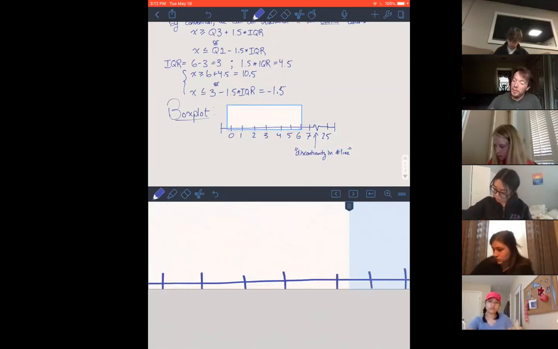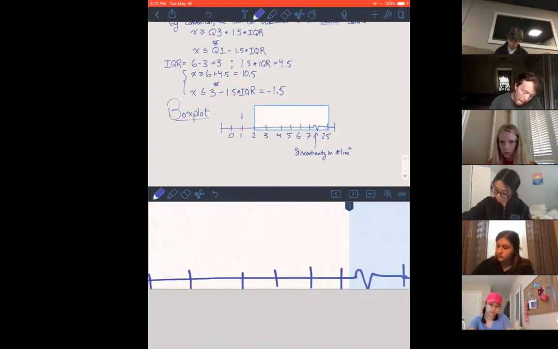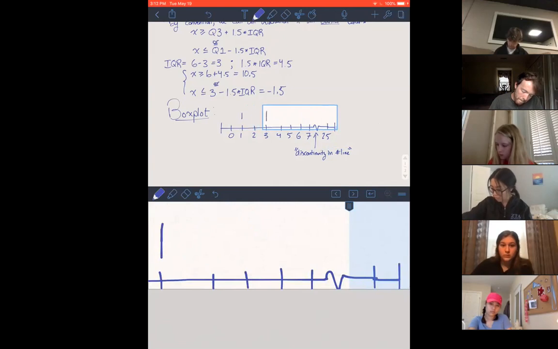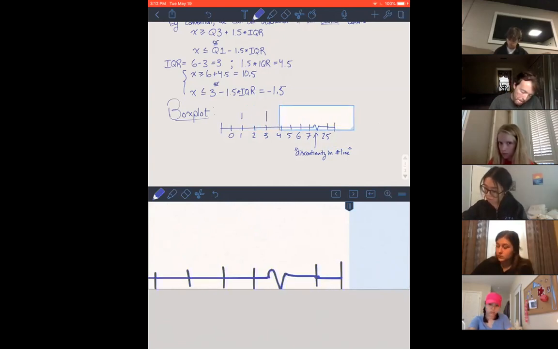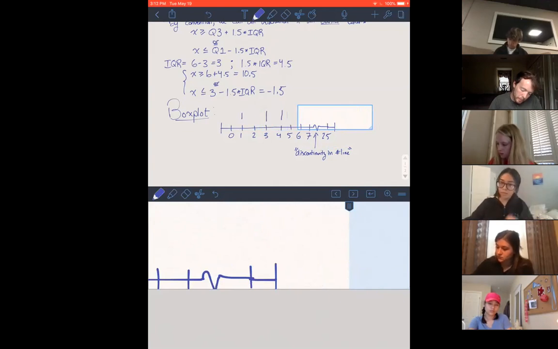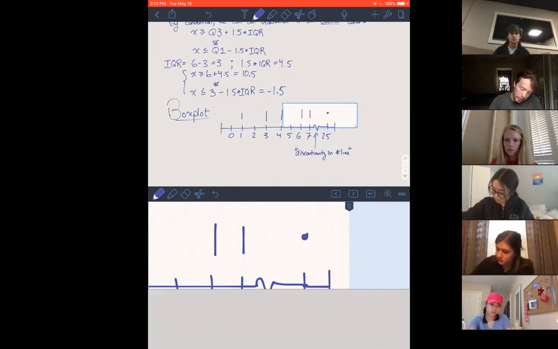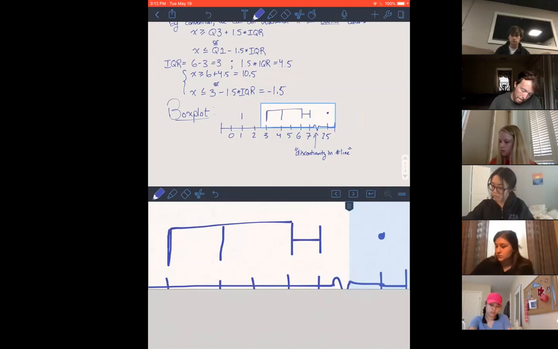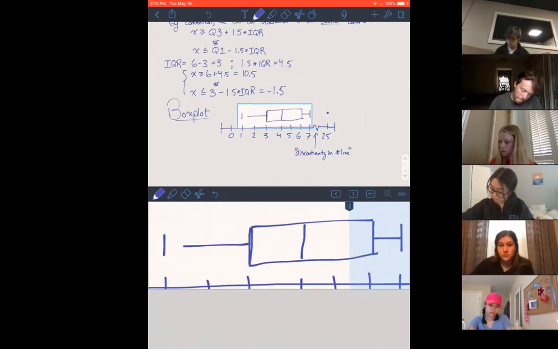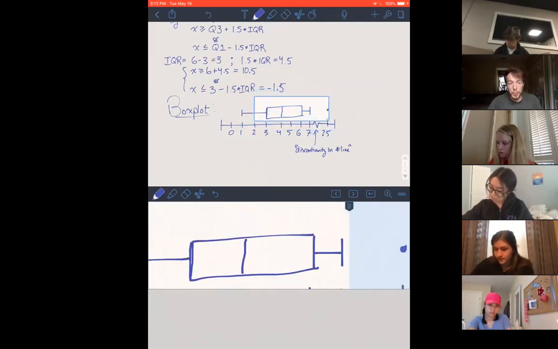The way we would draw the box plot using our tornado data is we would put a line right here, and then a line at 3, then one at 4, and one at 6, and 7, and a dot there. Like so. So this is a visualization of the spread of our data.